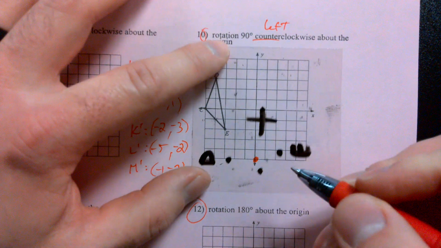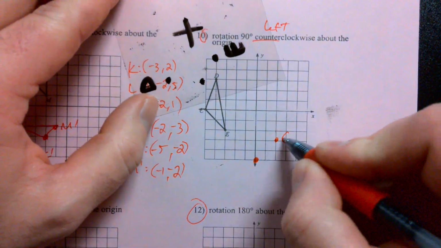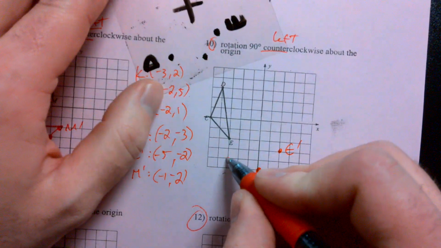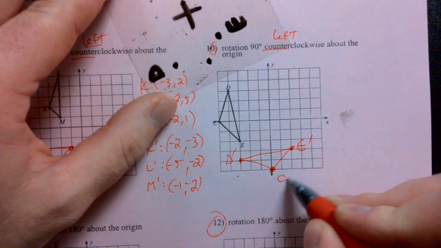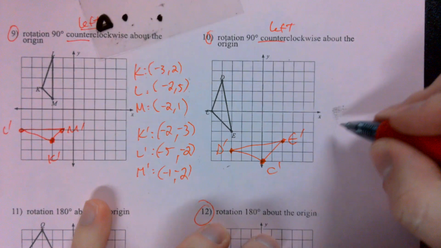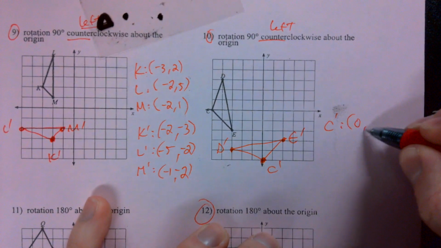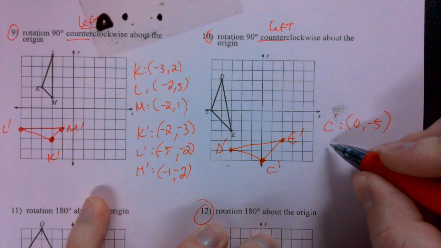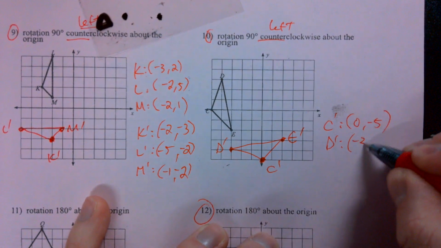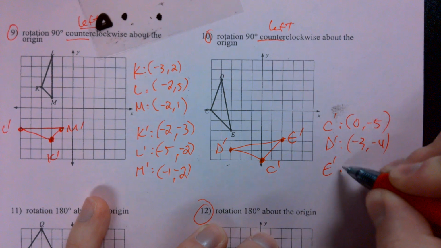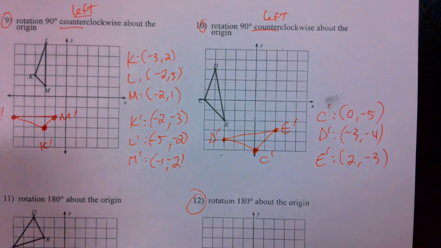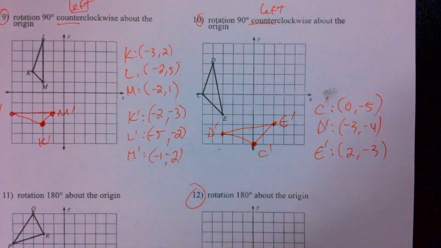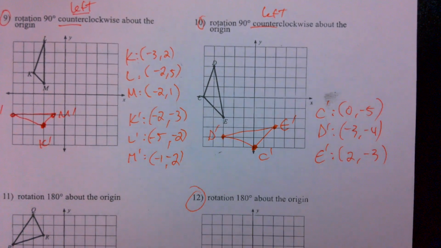I've got a dot all the way down at the bottom of my y-axis. Got E prime right there. D prime there. So this must be C prime. So C prime is at 0, negative 5. D prime is at negative 3, negative 4. And E prime is at 2, negative 3. I'm not going to worry about my pre-image coordinates because I'm sure you guys can figure that out on your own. But that's what we look like post-rotation for this one.